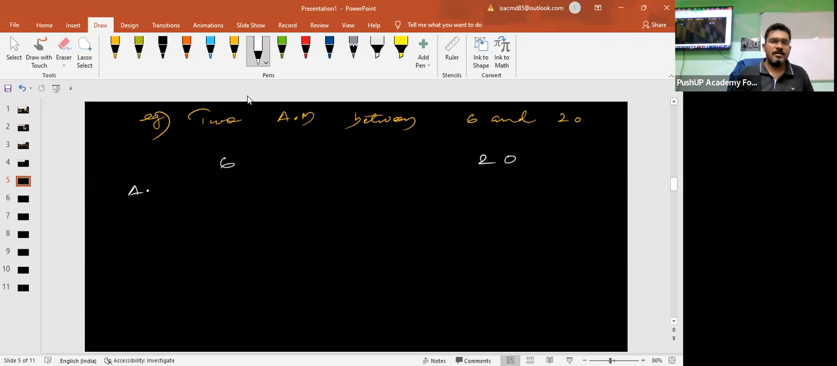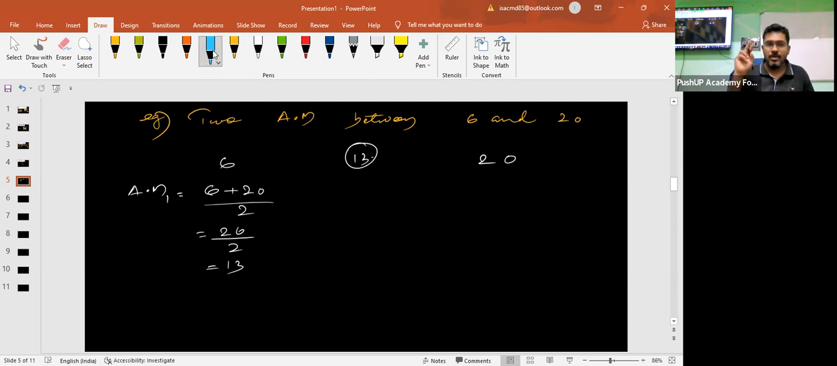So the first arithmetic mean, AM1, would be the average of 6 and 20, which is equal to 26 by 2, and that is equal to 13. So you got the value 13 over here, somewhere in the middle, right? Now you have to find one more arithmetic mean. You can do two things. One is find the arithmetic mean in between 6 and 13. Otherwise, you find the arithmetic mean in between 13 and 20. Both are considered to be the right answers.